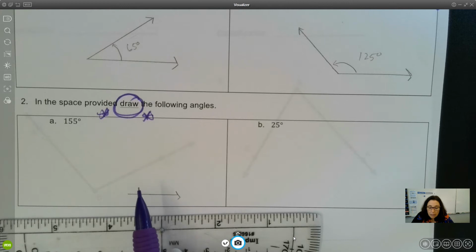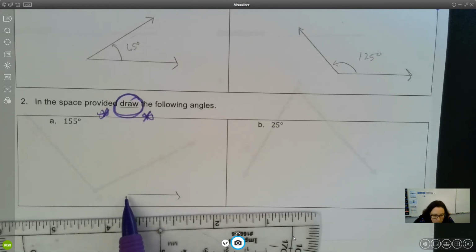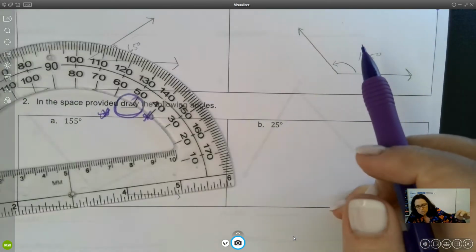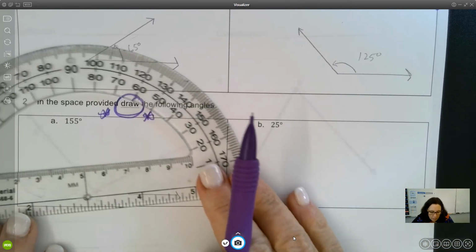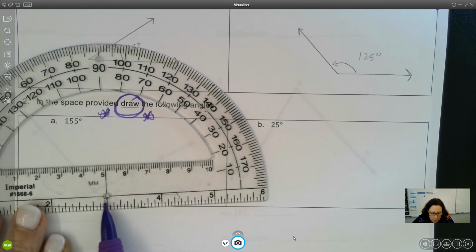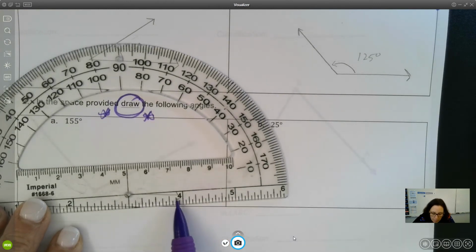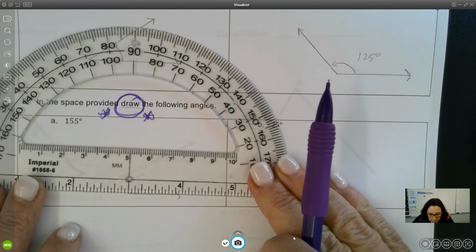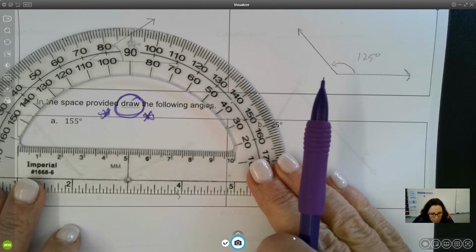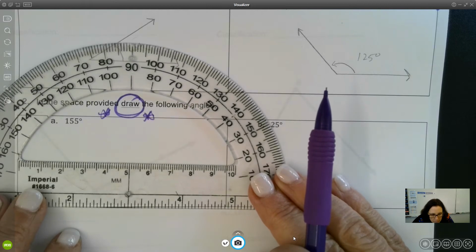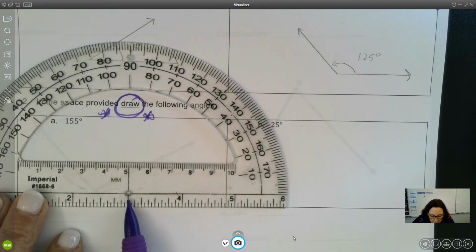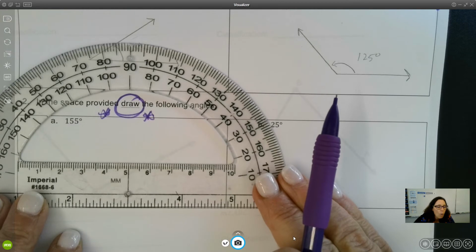Number 2, line up the protractor with the vertex. This point right here is my vertex. This protractor, this hole needs to be on the vertex, and then lining it up, the pencil ray needs to be straight through this line. Do not line it up down here. Do not line it up at the bottom. It needs to be lined up right here. That vertex needs to be in the middle of that hole.